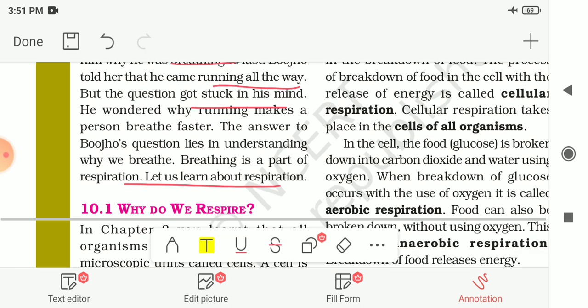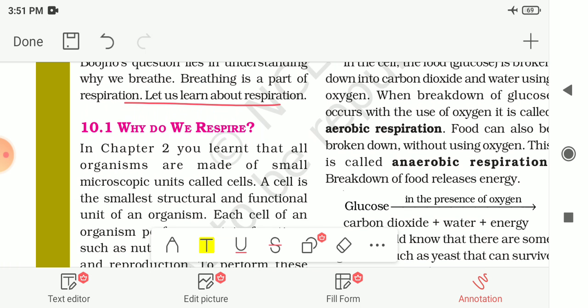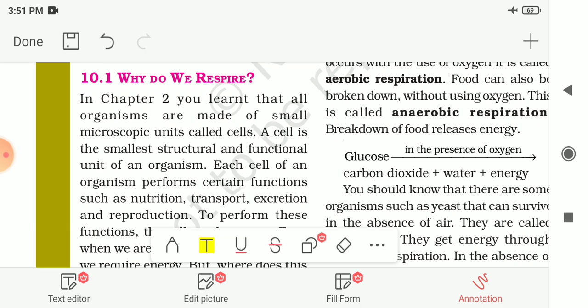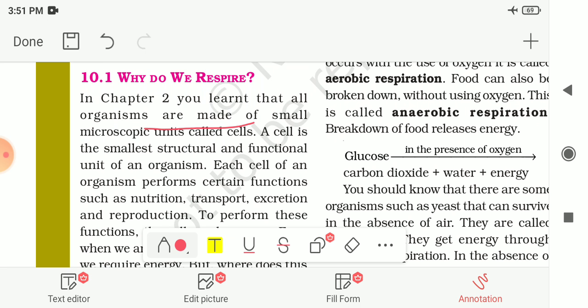The first topic given to you is why we respire. Let me see why we respire and what respiration is. In chapter 2 you had already learned that all organisms are made of small microscopic units known as cells. Microscopic means the structure which you can see only with the help of a microscope. A cell is the smallest structural and functional unit of an organism.